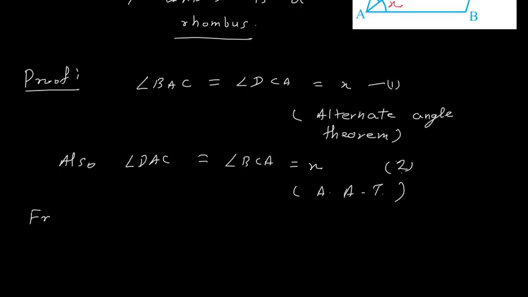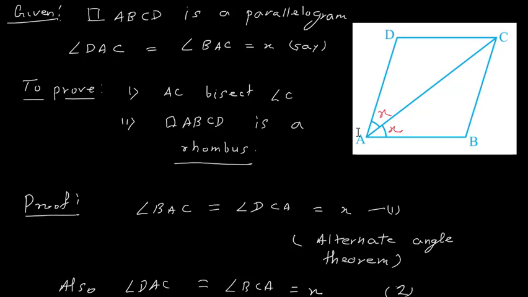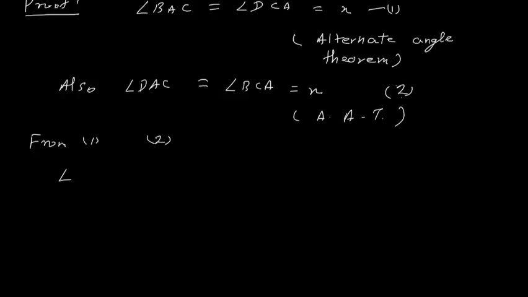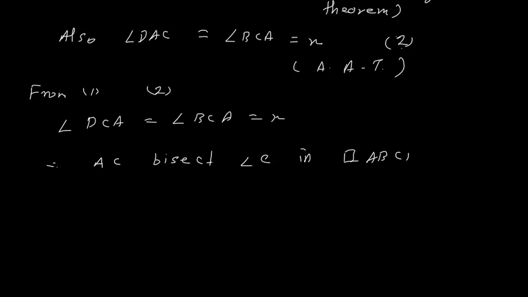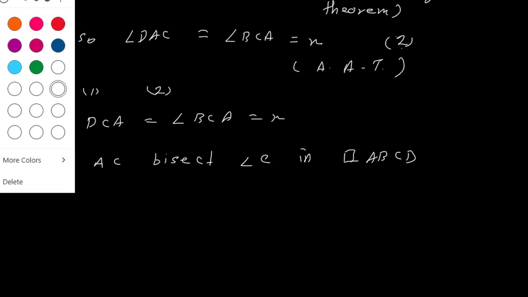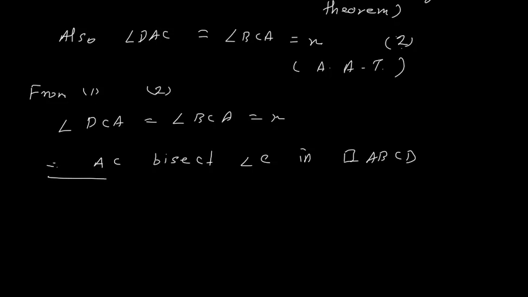Now from 1 and 2, we have angle DCA is equal to angle BCA. So angle DCA is equal to angle BCA is equal to x. Therefore, I will say that this AC bisects angle C in quadrilateral ABCD. Okay, so this is the first part we have done, AC bisects.